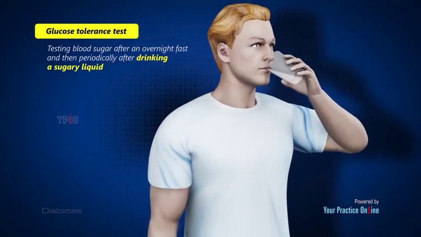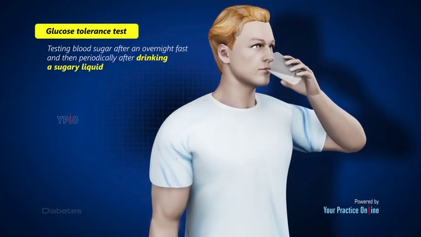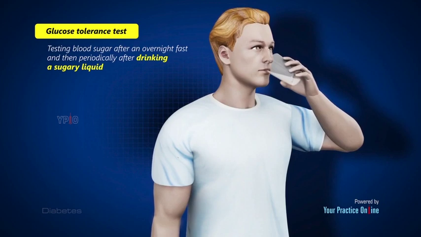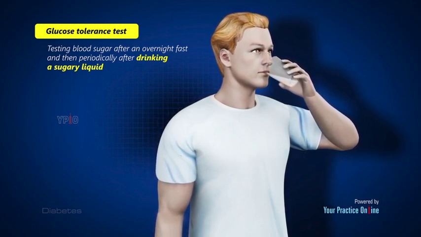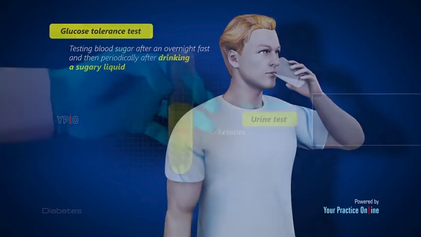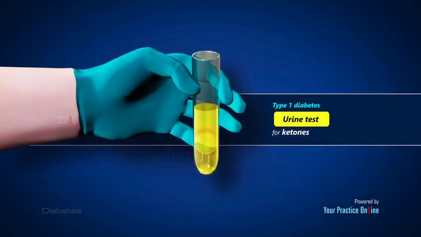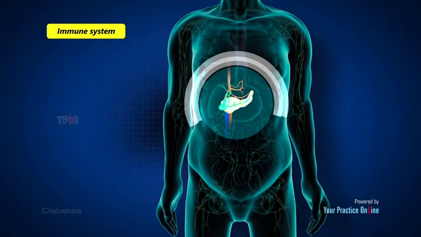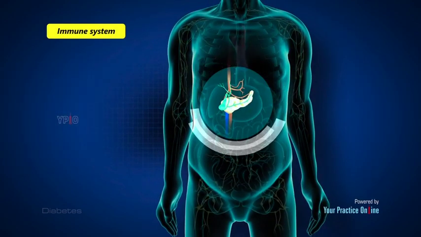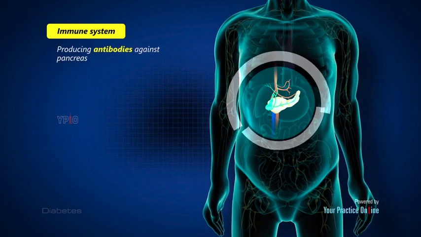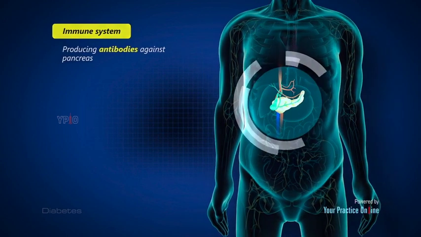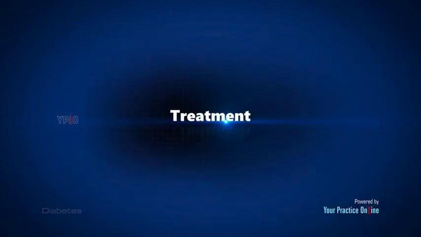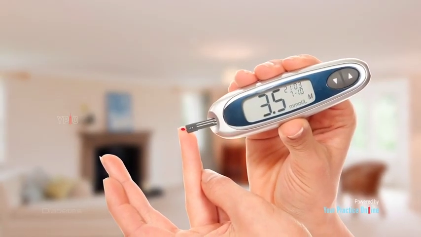The glucose tolerance test involves testing blood sugar after an overnight fast and then periodically after drinking a sugary liquid. Type 1 diabetes may be diagnosed with a urine test for ketones. Tests may also be performed to see if your immune system is producing antibodies against the insulin-producing cells in your pancreas. Treatment. Treatment depends on the type and severity of your diabetes.